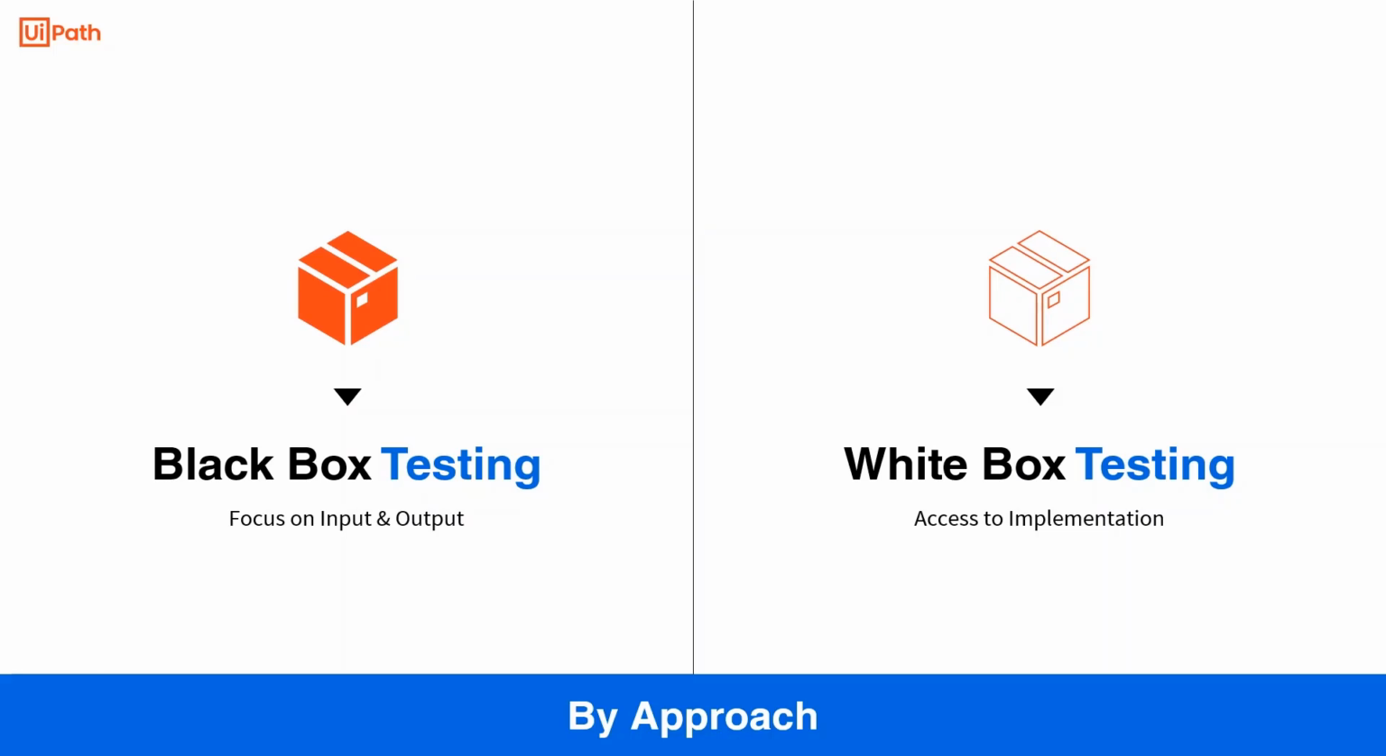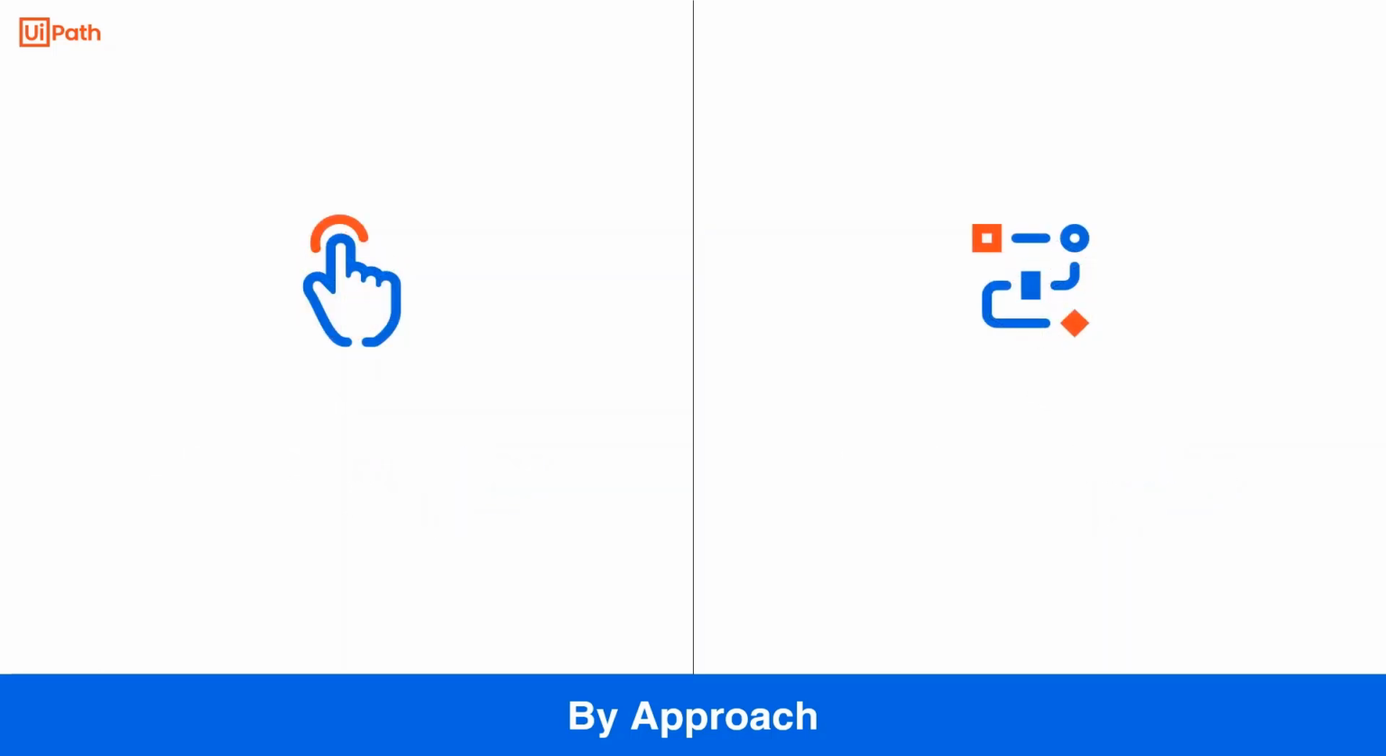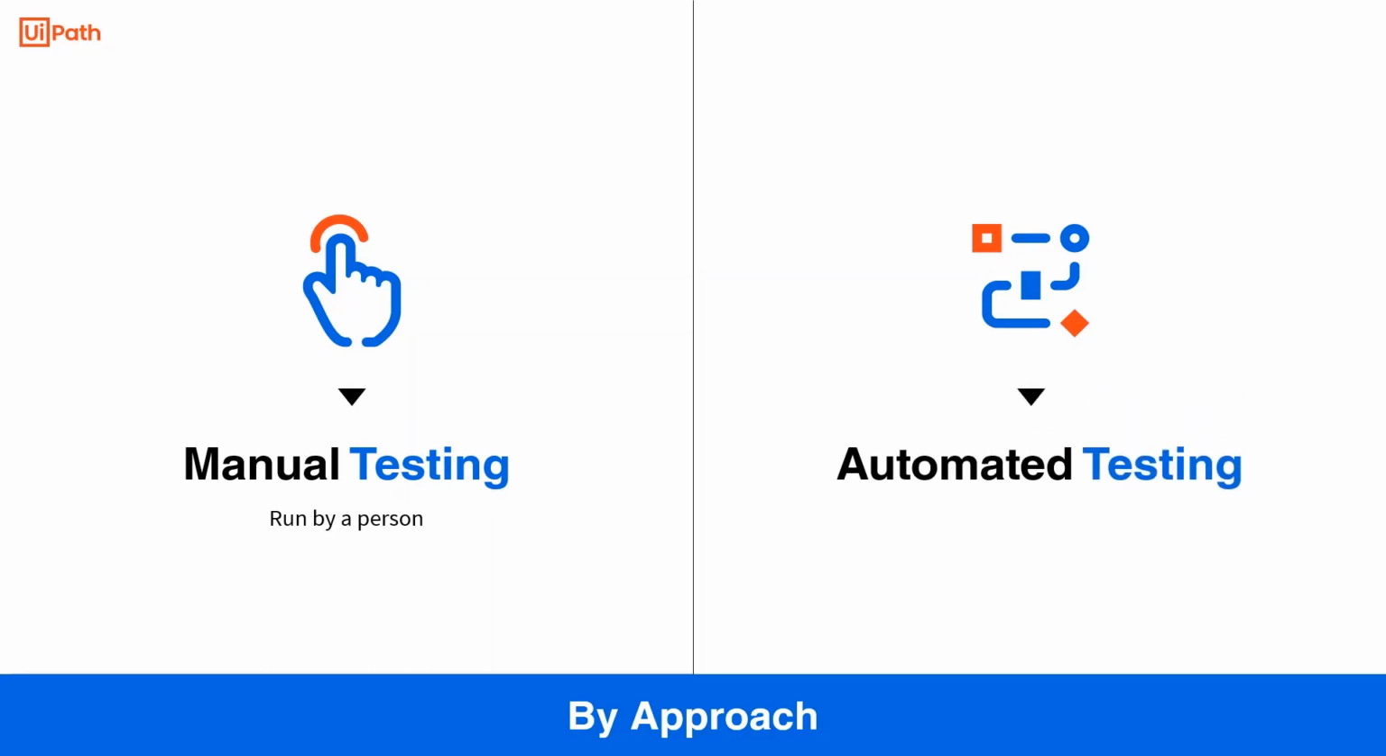Alright, now we're getting even closer to our main topic. Let's see the difference between manual and automated testing. At a first glance, it's the easiest thing to do. Manual testing is run by a person, while automated testing is run by an unattended robot. At a closer look, we'll discover that there's a complexity layer for each of them.